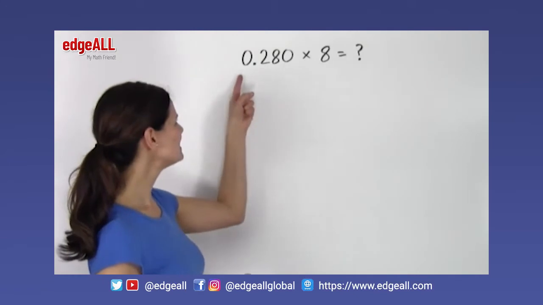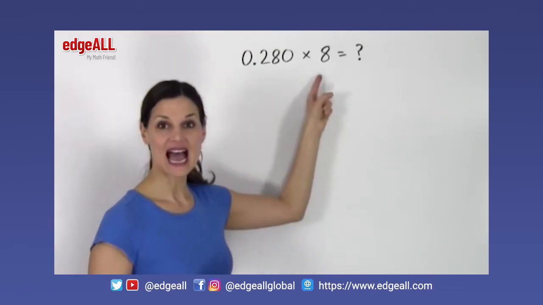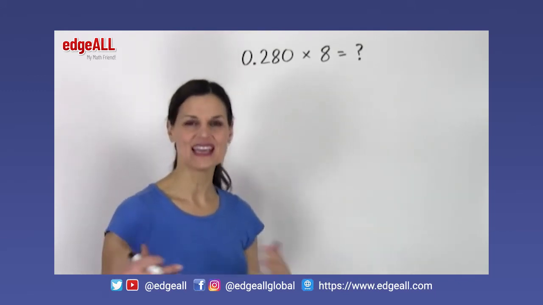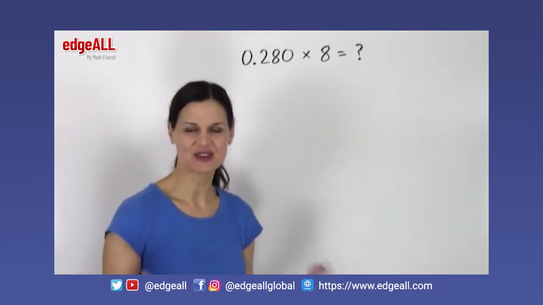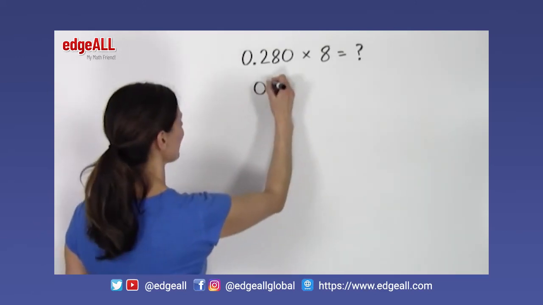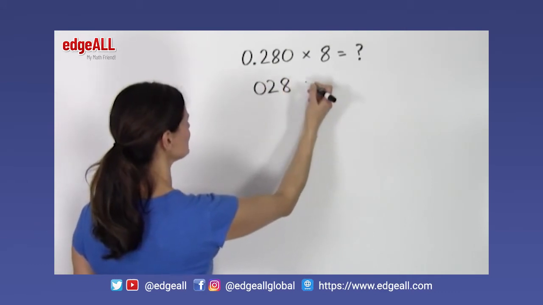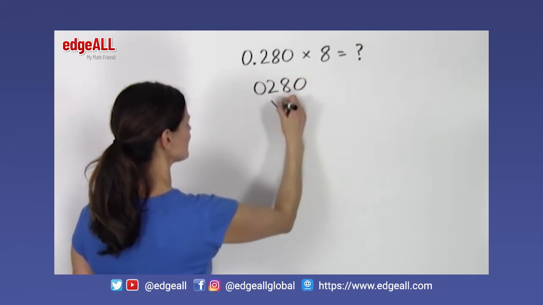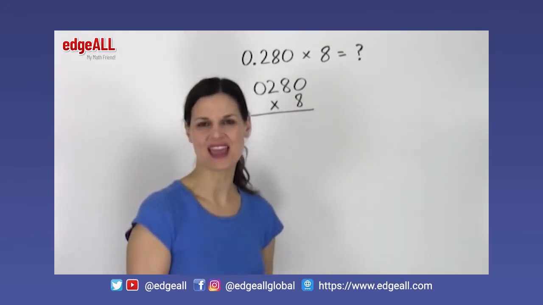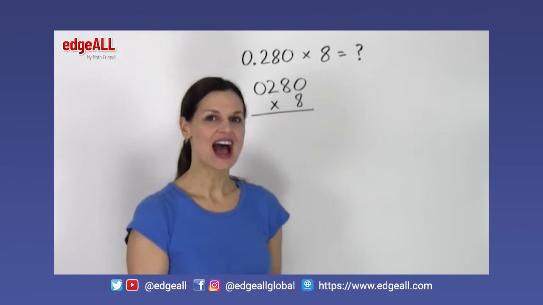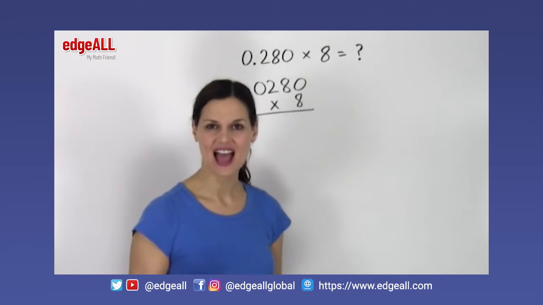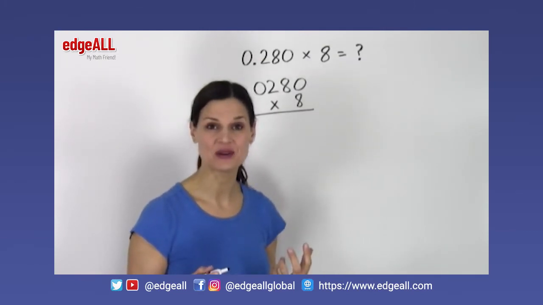If I have 0.280 times 8, and I'm going to set this up by removing my decimals, counting how many I have to the right first, and then removing my decimals and setting my problem up, I might look at it and go, oh, okay, I need to do 280 times 8 and work on that, 3 digits multiplied by my 8. However, if I simplify this 0.280 first, I have a much simpler problem to work with.